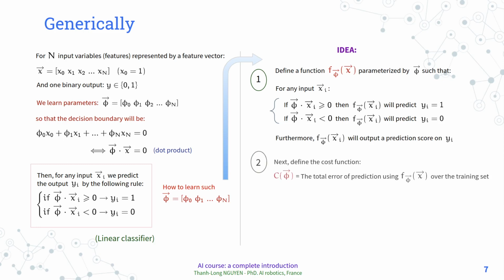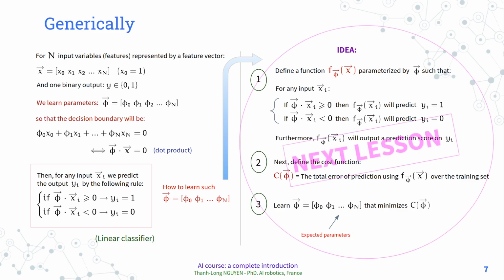Next step, we define the cost function c of phi, which calculates the total error of prediction using f of x over the training set. Finally, we learn the parameter vector phi that minimizes this cost function c, and these are the expected parameters to construct the decision boundary. In the next lesson, I will show you how to define the function f of x and the cost function c.